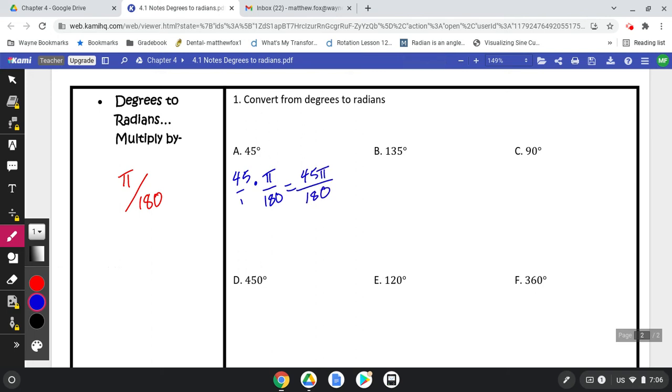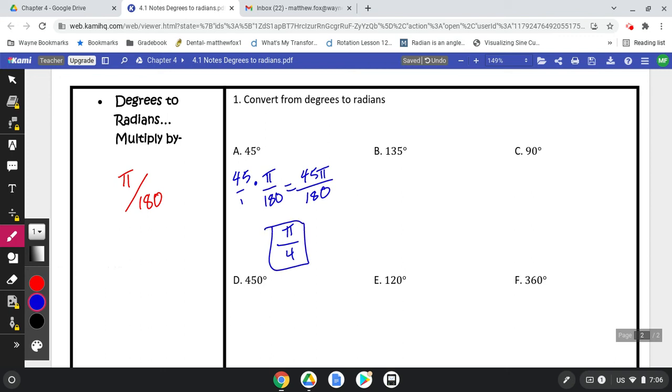Now, at this point, we need to reduce. We need to think what goes into both 45 and 180. Probably lots of you will think 5, which is fine, but we can actually get something bigger into both of those. 45 actually goes into 180 4 times. So 45 goes into 45 one time, so we're left with just 1 pi, or pi, on top. 45 goes into 180 4 times, so pi over 4 radians is our answer.